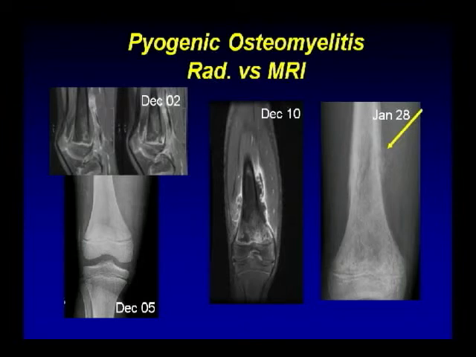So this is how it looked a couple of days later. Okay, here we go. This is December 10. And on December 10, what we are seeing is that there's extensively more signal abnormality or enhancing tissue within the bone marrow. You see that it's very close to the growth plate. There's, again, subperiosteal abscess formation. And really, at that time, the radiographs are really negative.